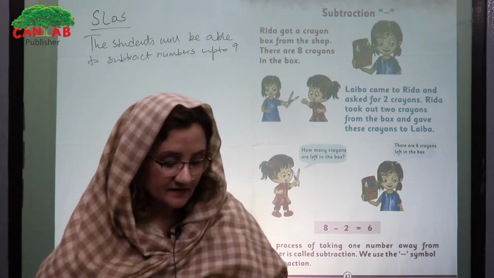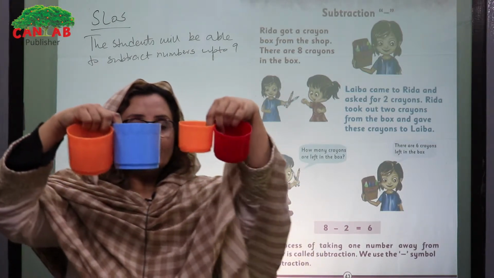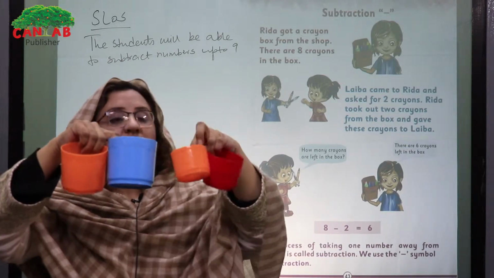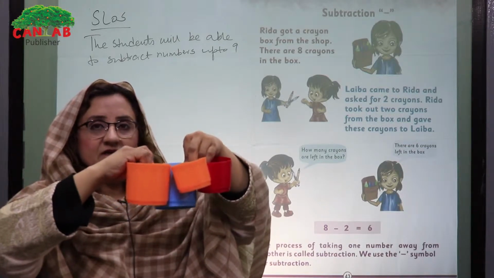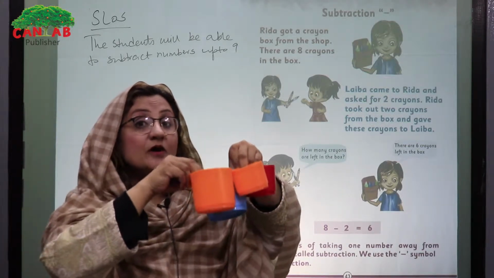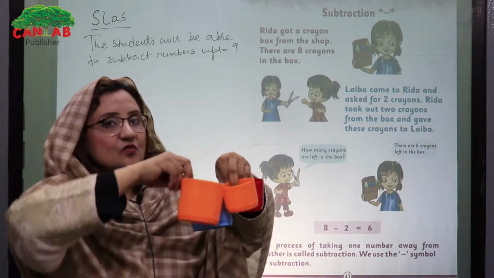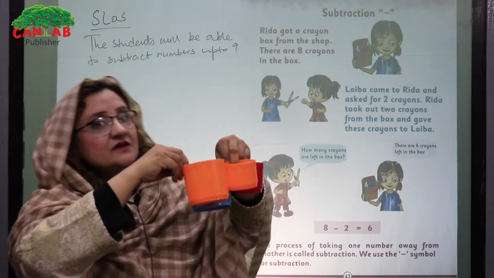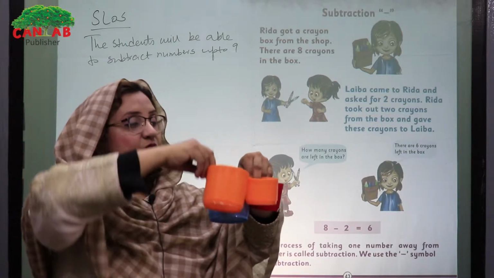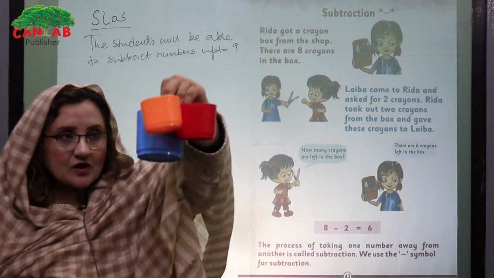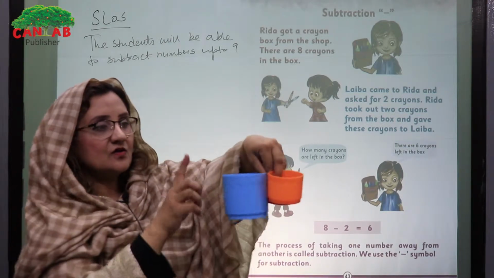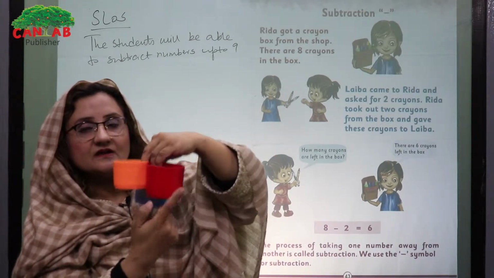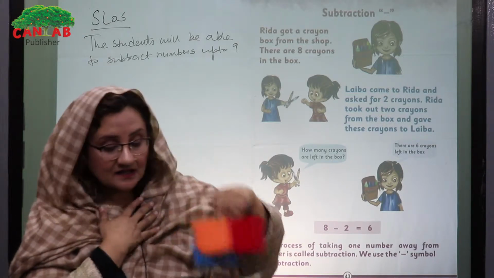Now, look there. I have 4 containers. Now, Saima asked me to give 1 container to her, and I gave 1 container to Saima. Now, how many were left with me? I had 1, 2, 3. 3 containers were left with me.